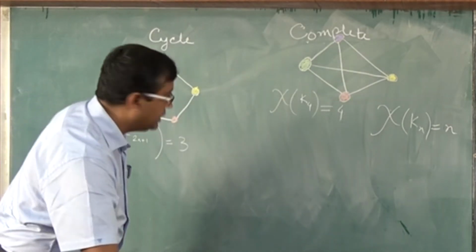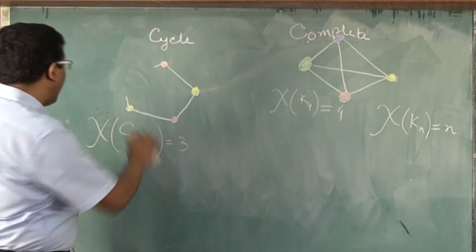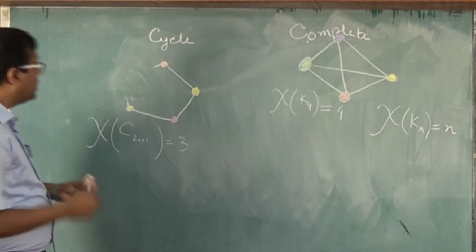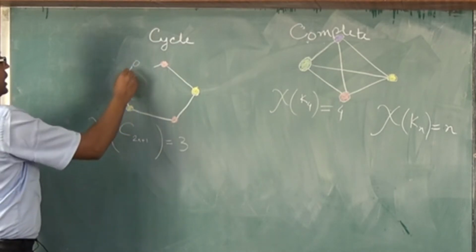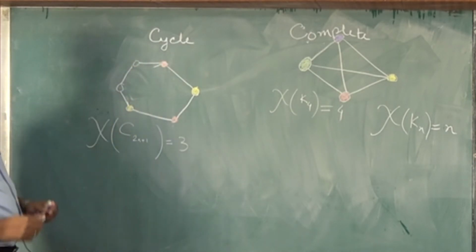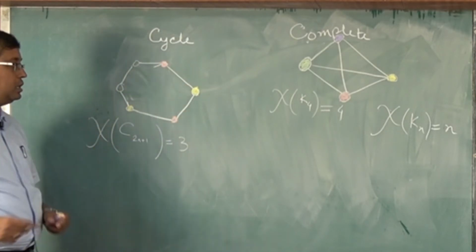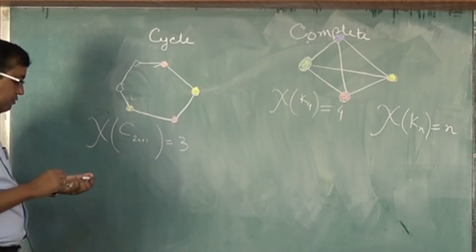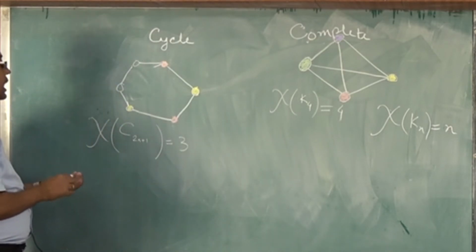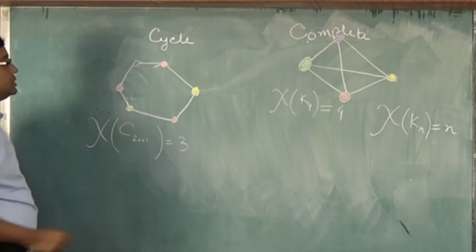Now if I change this to an even number of vertices, say I add another vertex here, so now this cycle has 6 vertices, 1, 2, 3, 4, 5, 6. Now I can paint this 5th vertex definitely as red because it is not adjacent to this vertex which is red.